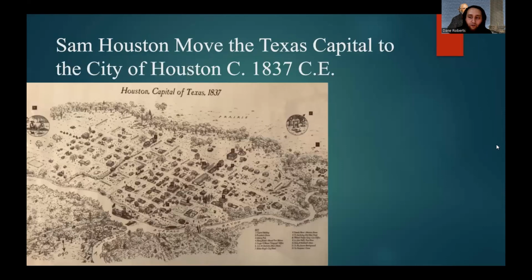Just 1 year after his election to the office of President of the Republic of Texas, Sam Houston would move the Texas capital to the city of Houston, obviously named after himself, in 1837 CE.